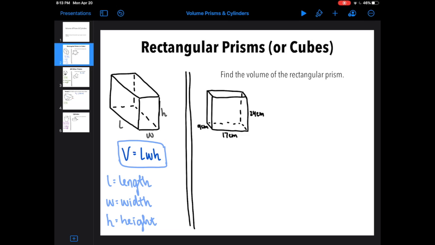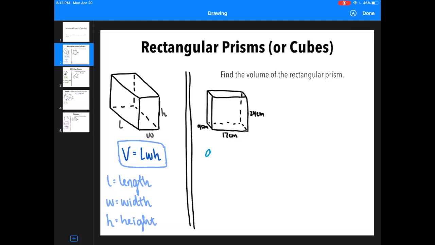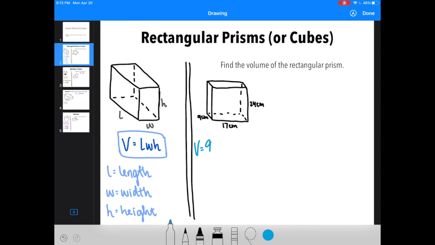And this is the formula y'all most likely have used in the past. When you're trying to find the volume of a rectangular prism or a cube, you are going to multiply length times width times height. So here in this example, I'm trying to find the volume of a rectangular prism. Volume is going to be equal to 9 times 17 times 24 centimeters. Plug that into my handy dandy calculator. And my volume is going to be 3,672 centimeters cubed.